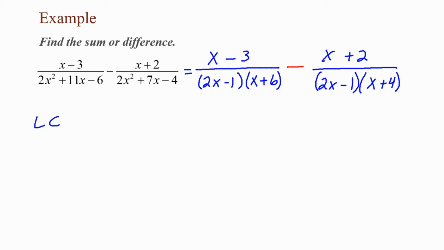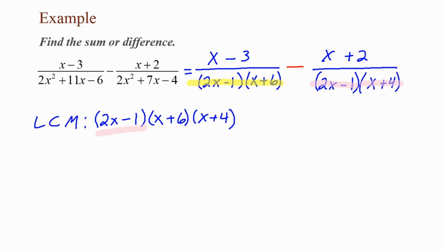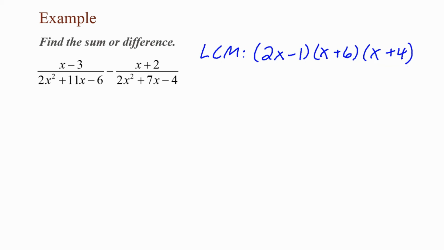Now to find my least common multiple, I want to start with what's in my first denominator: 2x minus 1 times x plus 6. Moving to my second denominator, is there a 2x minus 1 written? Yes. Is there an x plus 4? No, so I write that down. So my least common multiple for this problem is going to be (2x minus 1) times (x plus 6) times (x plus 4).